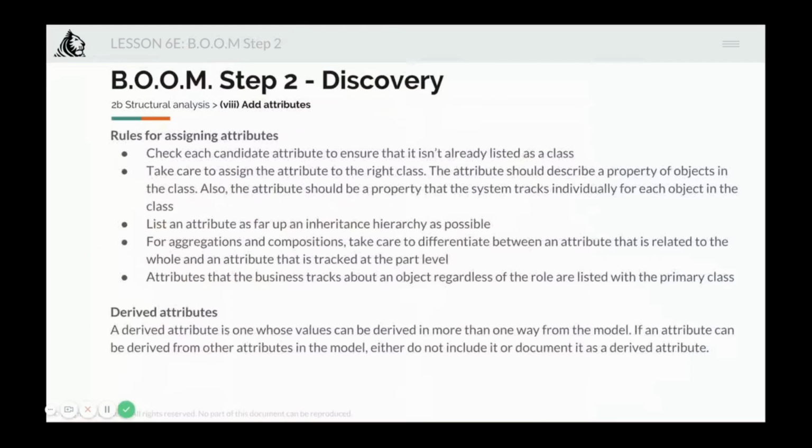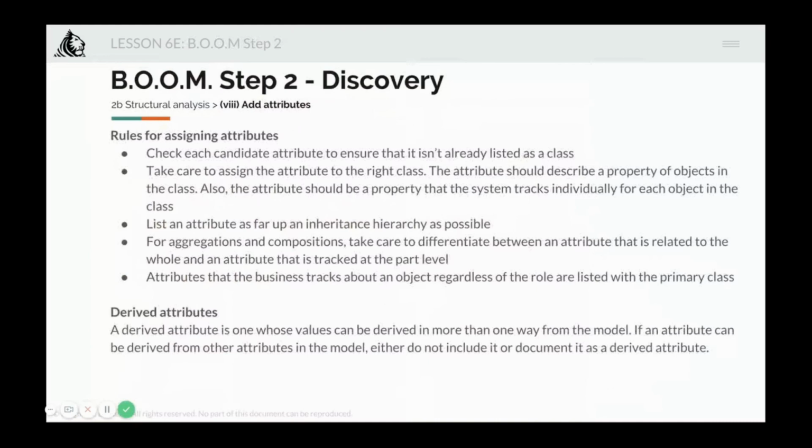List an attribute as far up an inheritance hierarchy as possible. For aggregations and compositions, take care to differentiate between an attribute that is related to the whole and attribute that is tracked at the part level, right? And then attributes that the business tracks about an object regardless of the role are listed with the primary class.